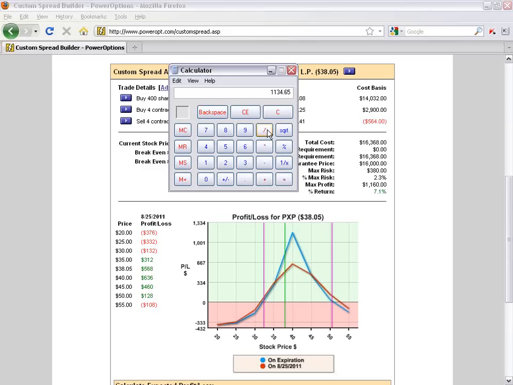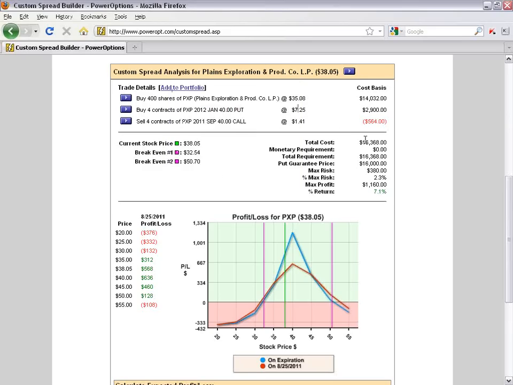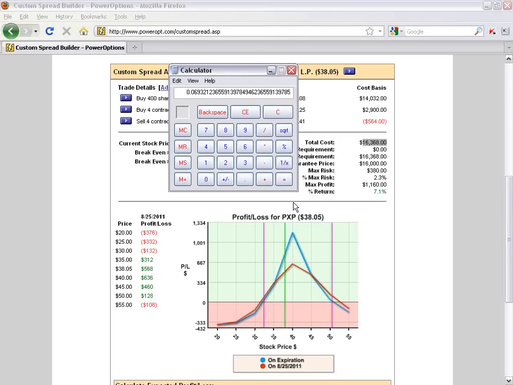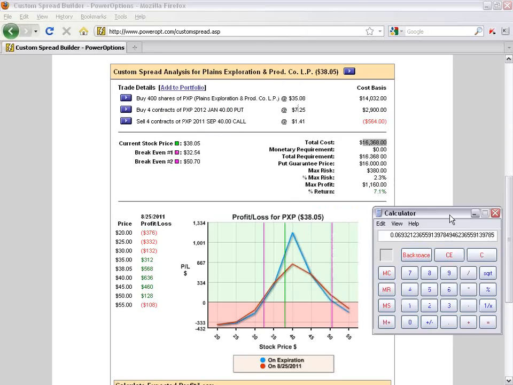Let's divide it now by 16368. Right, that's our new cost basis on the position after we sold the call. Sorry, the calculator went away on us. All right, this isn't too bad now, is it?